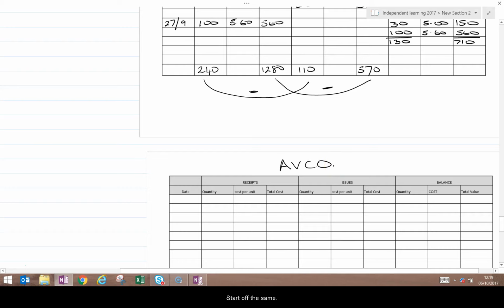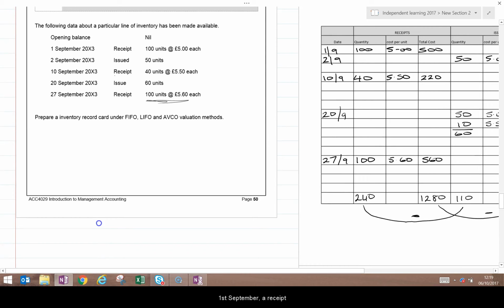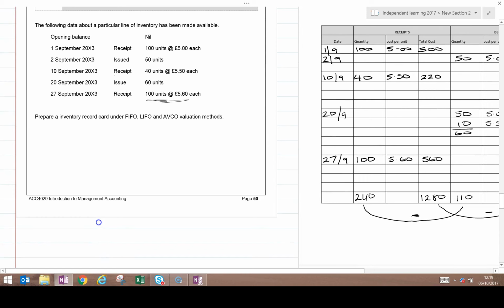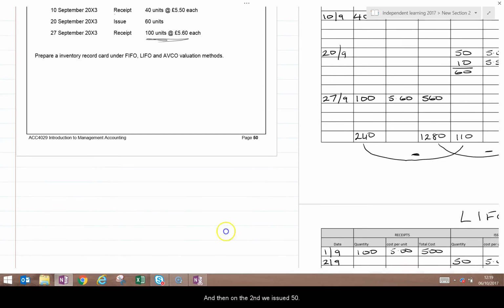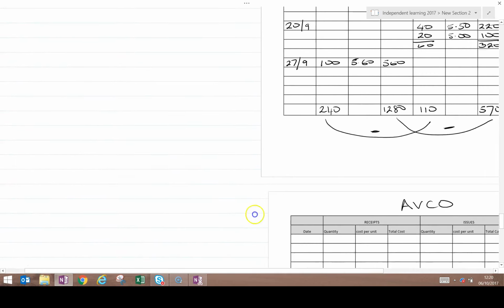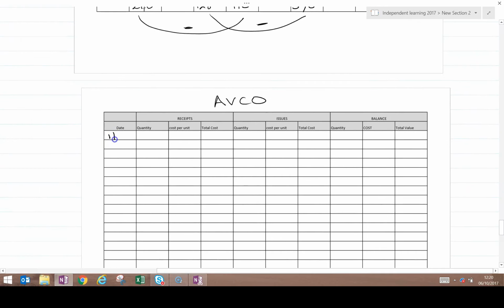So, start off the same. Quick reminder back. 1st of September, received 100 units at £5, and then on the 2nd we issued 50. So back to our card. 1st of September, received 100 units at £5. That's 100 at £5, so £500.